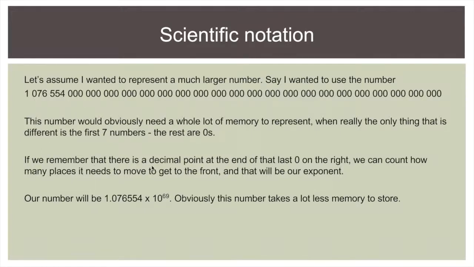And if I remember that there's a decimal point at the end here, so it's all of this, 0.000, we can count how many places it needs to move to get to the front. I did this, and I found out it was 69, and so our number is actually 1.076554 times 10 to the power of 69. This would obviously take less memory to store, because all of these components are a lot smaller than writing all this out.